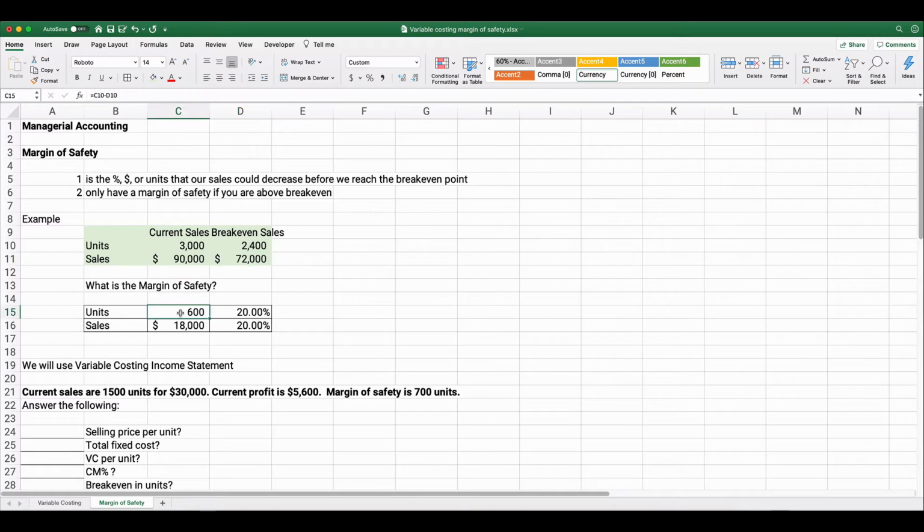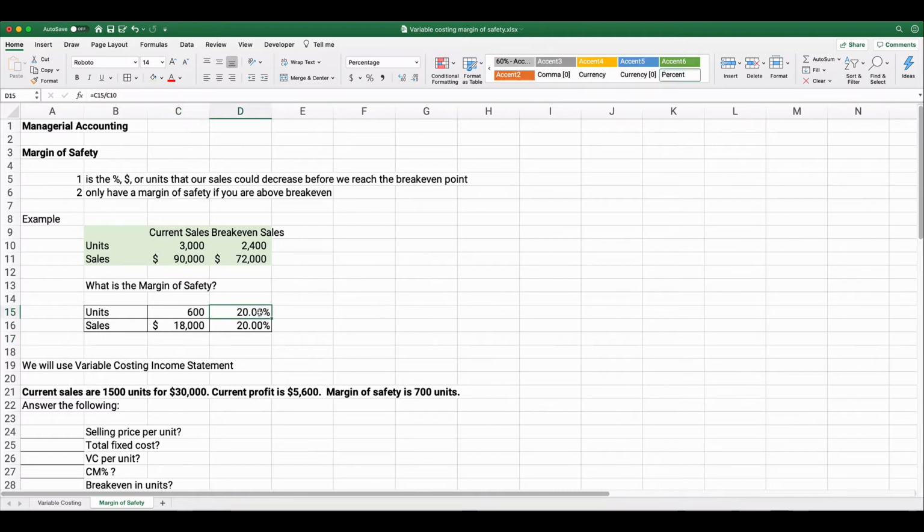Our margin of safety is going to be the 3,000 minus the 2,400. That means our sales could drop by 600, or our sales could drop by 90,000 minus the 72,000. It could drop by $18,000. So you could say our margin of safety is 600 units or $18,000 in sales.